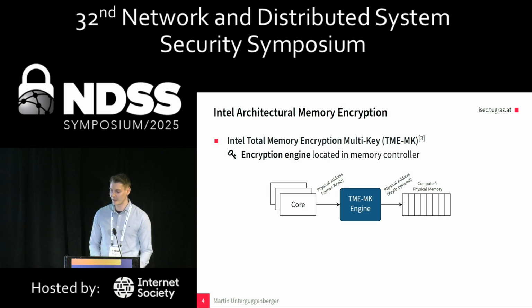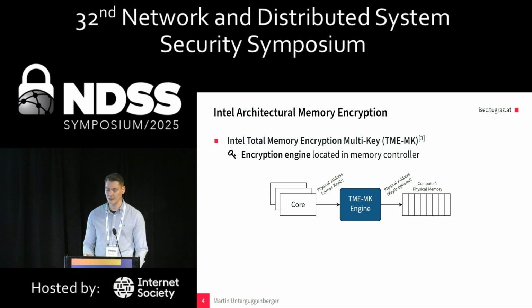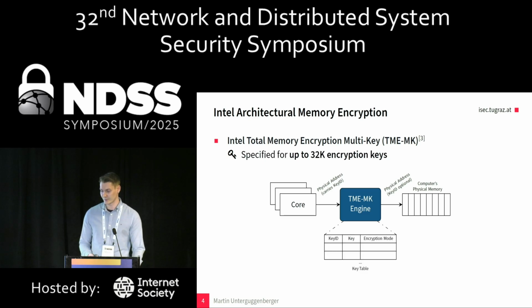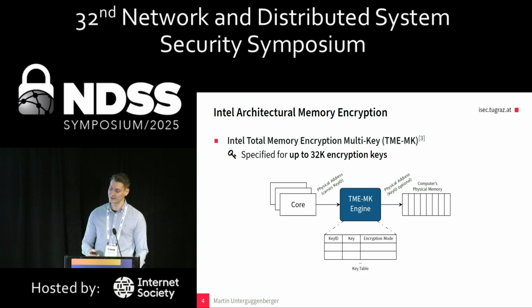Which brings me to the Intel architectural memory encryption, which is called Total Memory Encryption Multi-Key, or TME-MK for short. It essentially adds an encryption engine located in the memory controller, and it works as follows. We have a key identifier, or key ID for short, which gets encoded into the upper part of the physical address. This key ID and the physical address get transferred to the encryption engine.